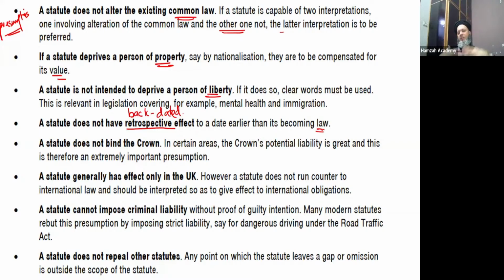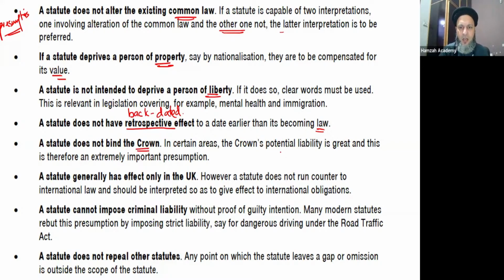So, for example, the case is going on and the statute is made today. It cannot have effect with a back date. The action was in the back date, the statute is now, it does not have any bearing on the previous date action. A statute does not bind the Crown.